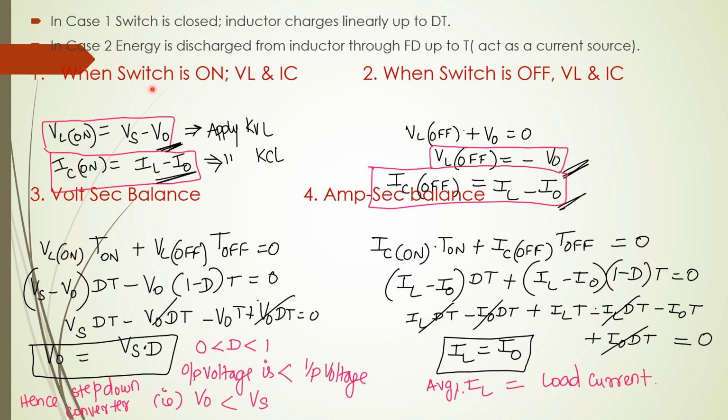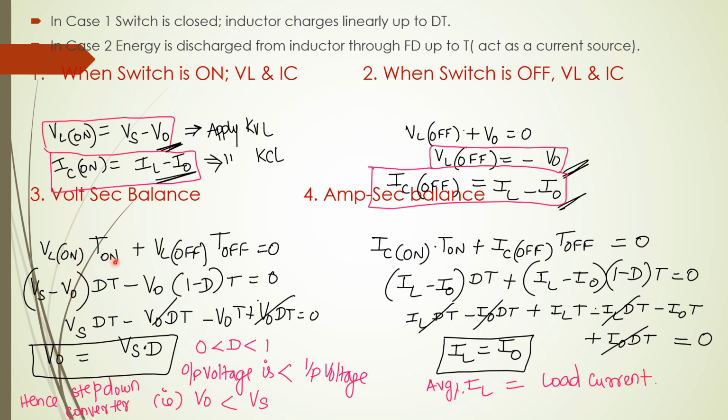And these are the different cases. As I explained, in case 2, the inductor is discharged, in case 1, the inductor is getting charged. So VL on equals Vs minus V naught by applying KVL, and when we apply KCL, we'll get the IC on. When the switch is in off condition, same applying KVL and KCL, we'll obtain the VL off and IC off.